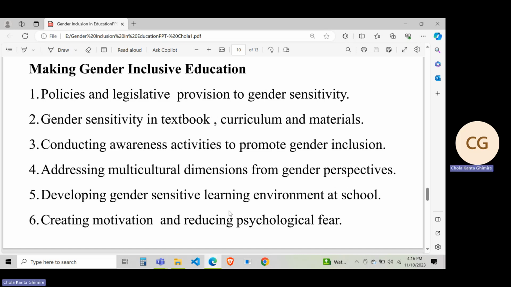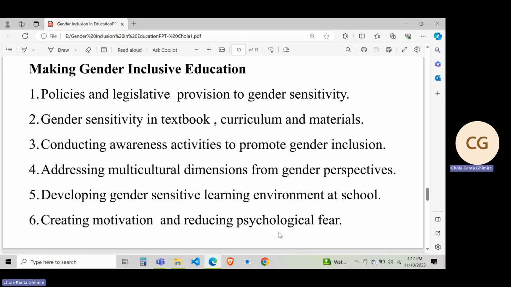Developing a gender sensitive learning environment at a school. Another way is developing a gender sensitive learning environment. That is, an environment that ensures learning of boys and girls equally with justice at a school. That is, there is no bias in terms of gender.